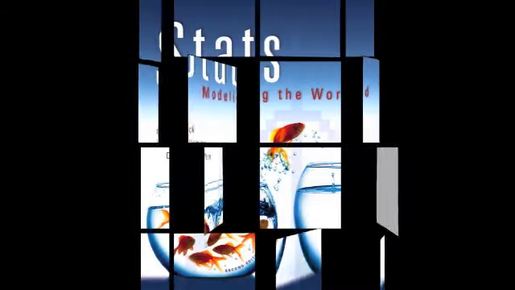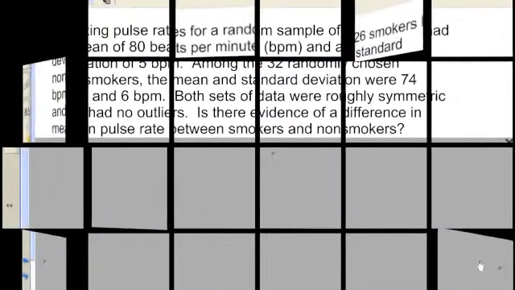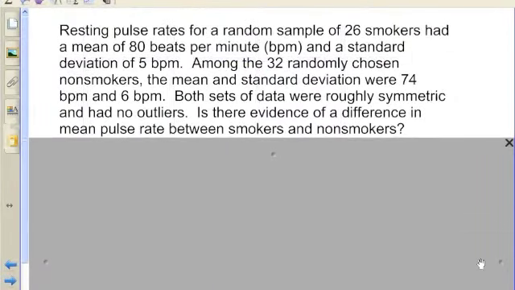All right, we're starting chapter 23. We're just going to jump right in. No big changes. We're just going to deal with two groups now instead of one. Resting pulse rates, so you're thinking your heart rate, for a random sample of 26 smokers had a mean of 80 beats per minute. They're going to abbreviate that BPM, and a standard deviation of 5 BPM. Among the 32 randomly chosen non-smokers, the mean and the standard deviation were 74 BPM and 6 BPM.